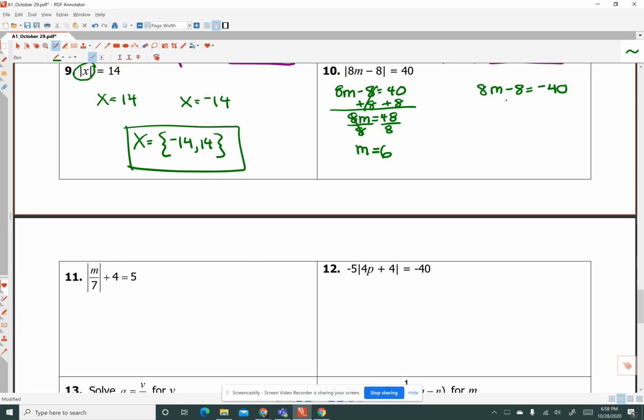Not done yet. Now again, we add 8 to both sides of the equation. This time we have 8m equals negative 32. We divide both sides by 8, and here m will equal negative 4. And we express our answer, m, let me just fix that a little bit. I want to put this on this side. M equals set of all numbers such that m equals negative 4 and 6.